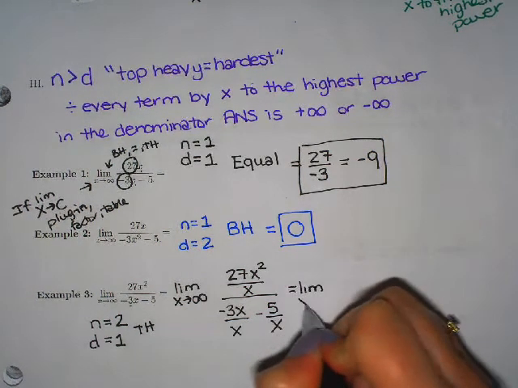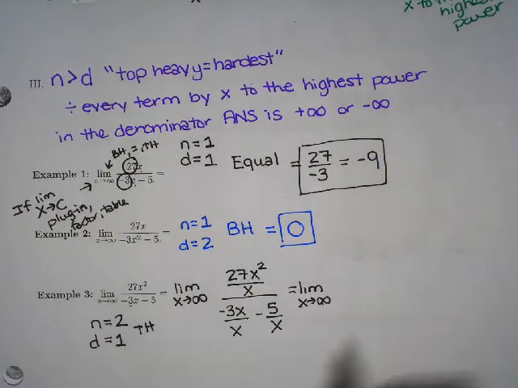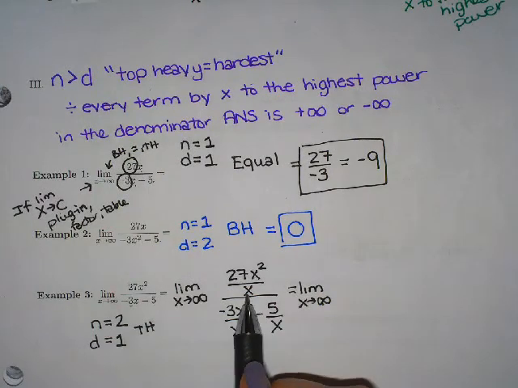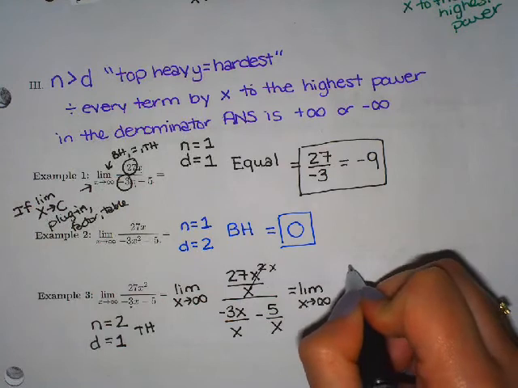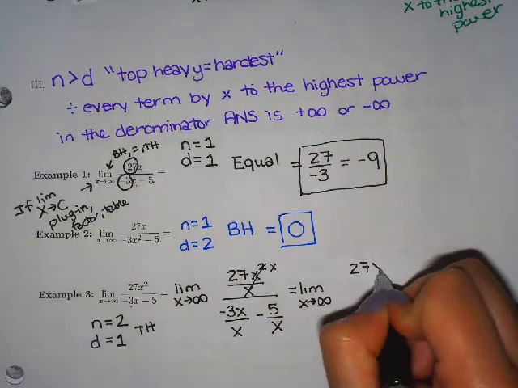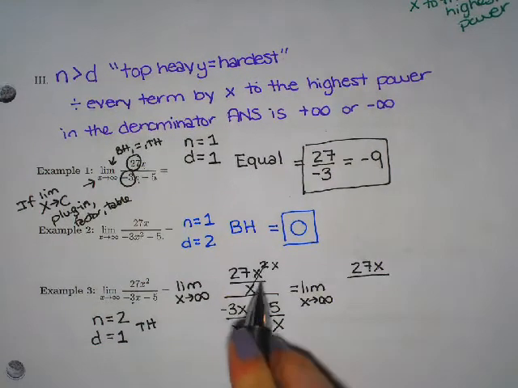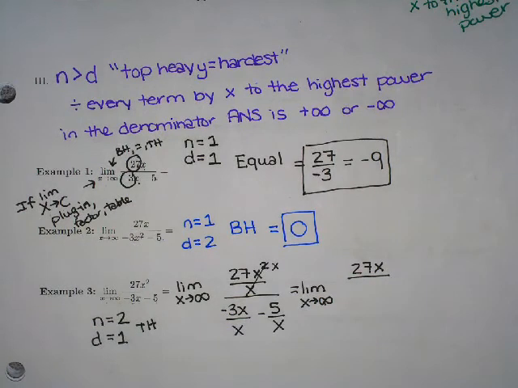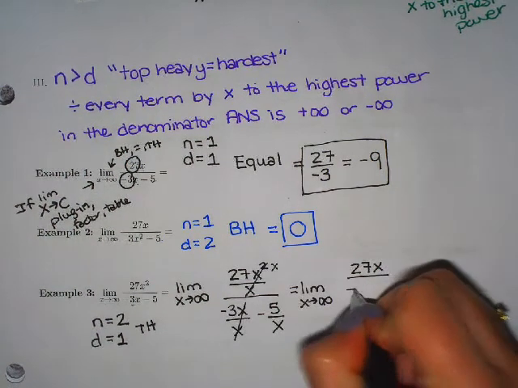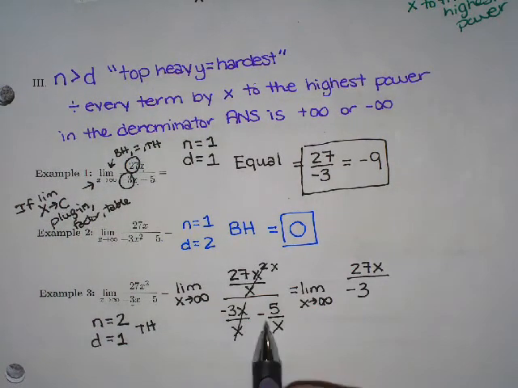So we're still going to have the limit as x goes to infinity. And in the top, 27x squared divided by x. These x's cancel, and you still have an x up top. So you're left with 27x. And you could think of it from our first page, 2 minus 1 is going to be 1. When you divide bases, you subtract their exponents. What about negative 3x divided by x? Those x's will just cancel perfectly, and you're left with negative 3. And then negative 5 divided by x. There's nothing to cancel there.